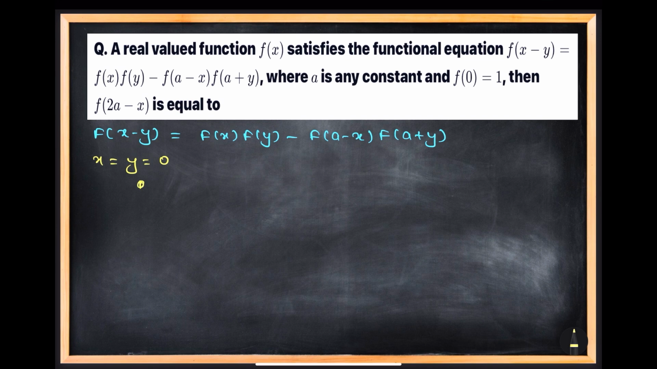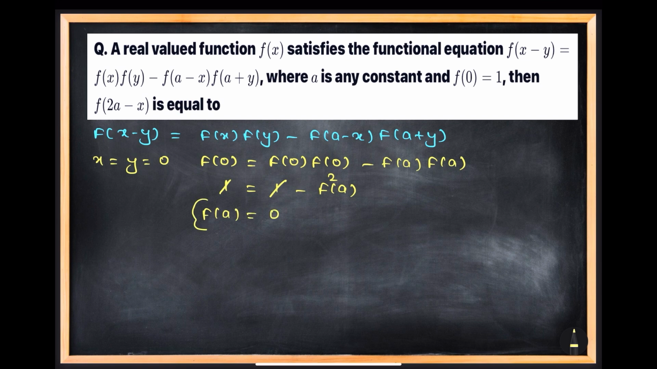So we have f(0) equals f(0) times f(0) minus f(a) times f(a). Now you know that f(0) is 1. 1 into 1 is 1 minus f(a) squared. So this thing is gone. So can I say that f(a) squared equals 0? This means f(a) equals 0. Done. So we got the value of f(a).